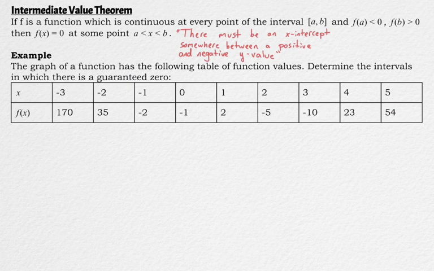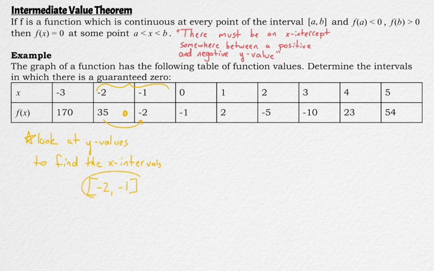So we're going to look at the y values first. I've got positive 170, positive 35, but then I have negative 2. So between positive 35 and negative 2, the y value has to be 0 somewhere in there. That means that somewhere between negative 2 and negative 1, there must be an x-intercept. So we're looking at the y values to find the x intervals. And we've learned interval notation, so that means somewhere between negative 2 and negative 1, there's a solution.